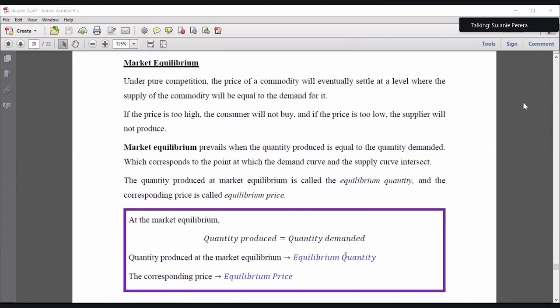Then we have the market equilibrium. Market equilibrium prevails when the quantity produced is equal to the quantity demanded. The quantity produced at market equilibrium is called the equilibrium quantity, and the corresponding price is called the equilibrium price. So at the market equilibrium, the quantity produced will be equal to the quantity demanded.